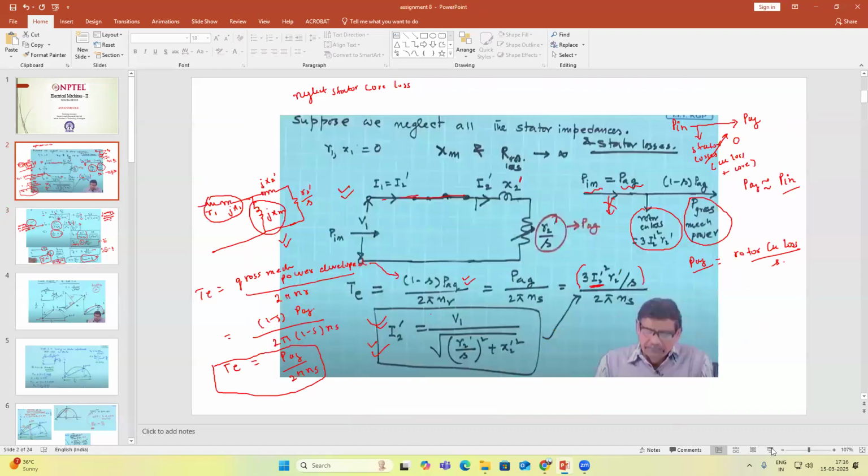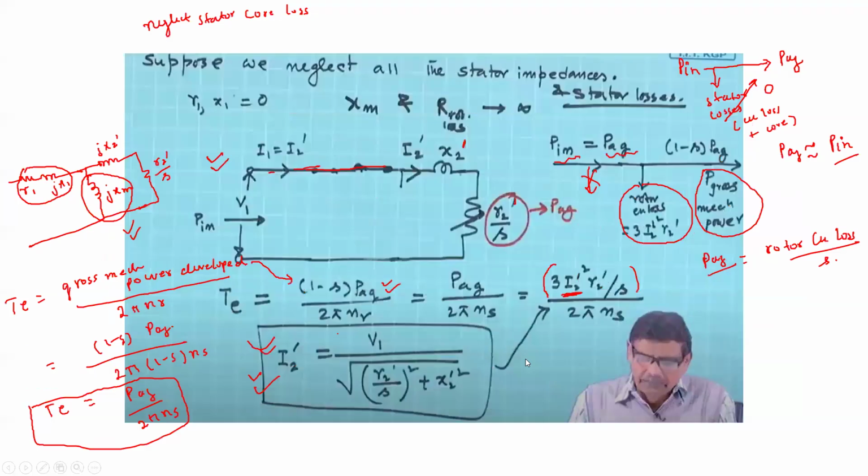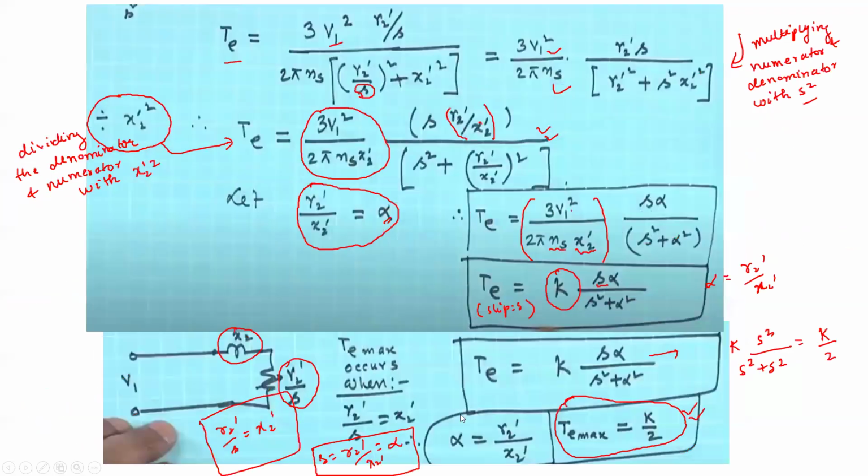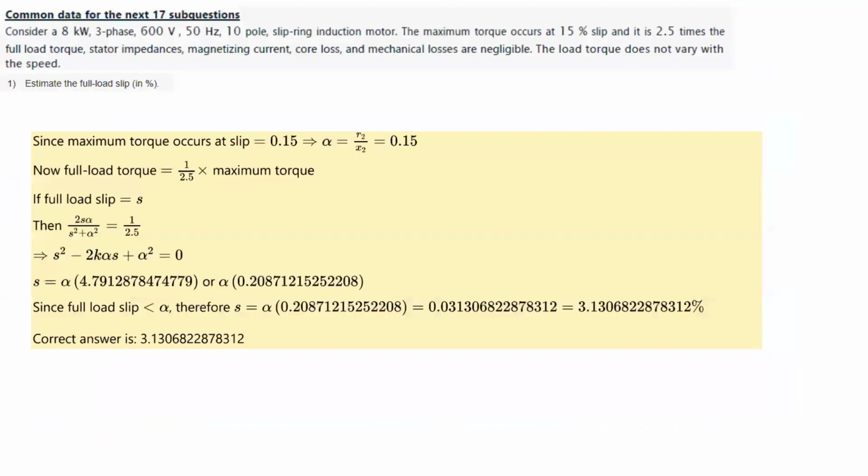You will see that the solution of these questions, compared to the last class, is very easy to get, because we are not doing very complex algebra. If you know these relations, then you can easily solve the questions in this assignment. So let us see these questions one by one.